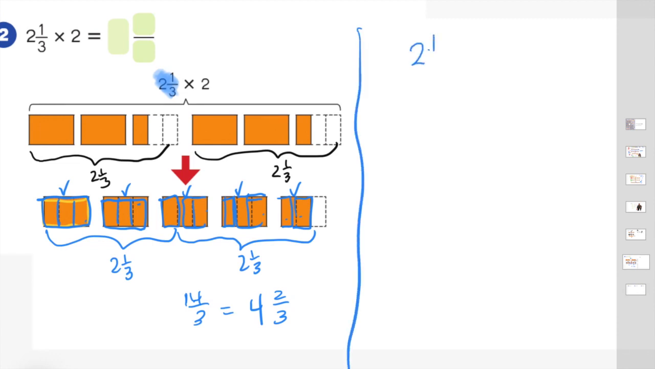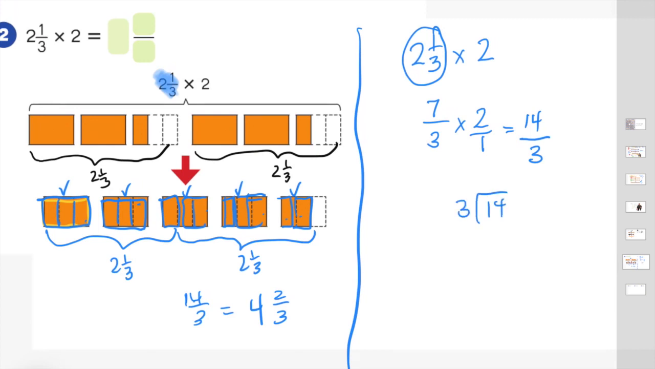Now let's look at what this looked like using the standard algorithm. First, we need to turn that mixed number into an improper fraction. So hopefully you got 7/3 times 2. When we're multiplying by the whole number, we need to put it over 1. And then we can multiply. Numerator times numerator is 14. Denominator times denominator is 3.